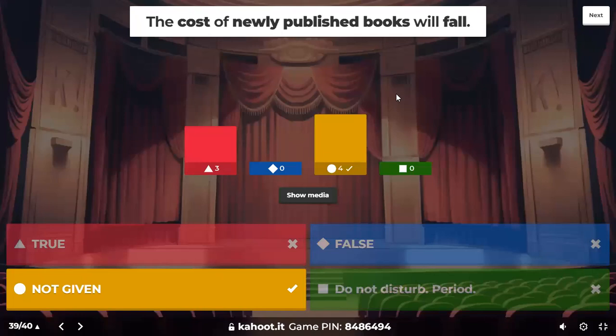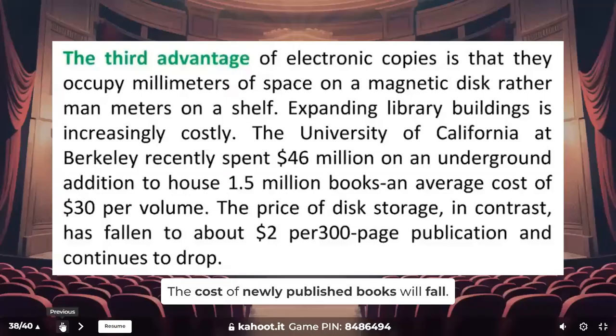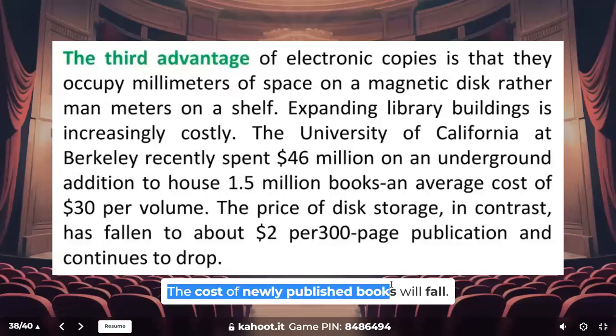Now, those who opted for true have a problem because they did not read the statement carefully. Here it is the cost of what? It is the cost of newly published books. But here we have the price of disk storage, guys. So there is no information about the cost of newly published books. You did not pay attention. In contrast, it has fallen to about, now they're talking about the price of disk storage. It has nothing to do with books. So there is no information whether the cost of newly published books will fall or not.